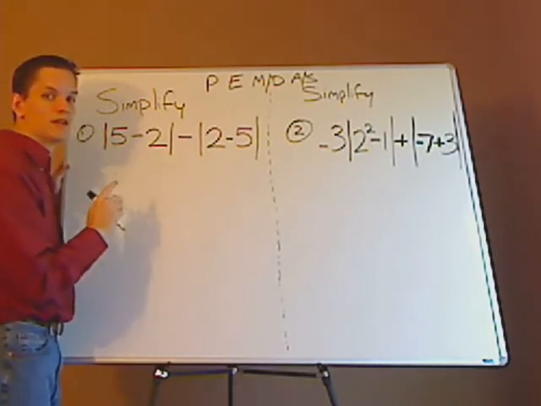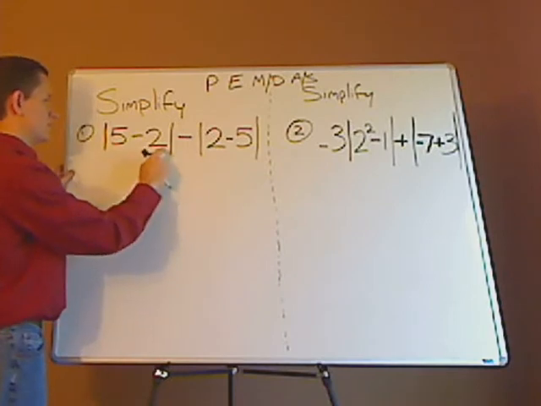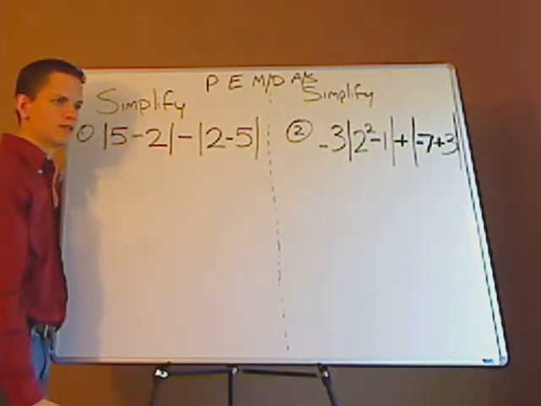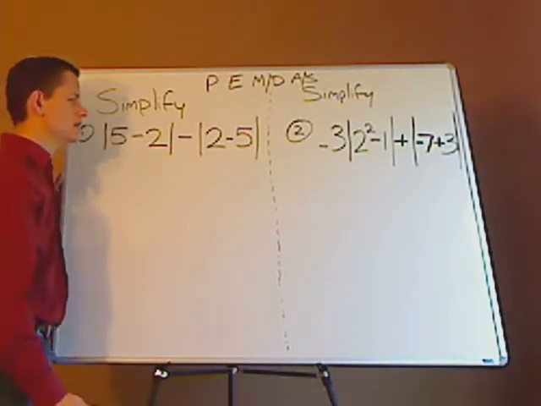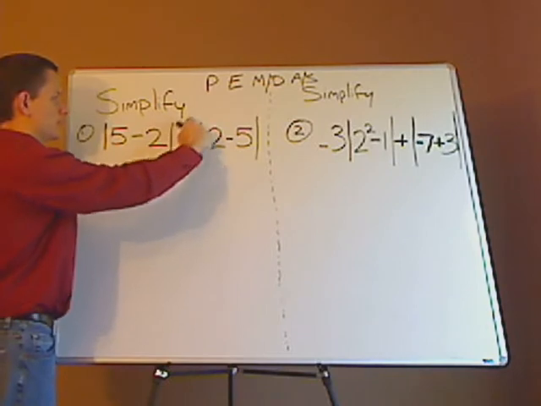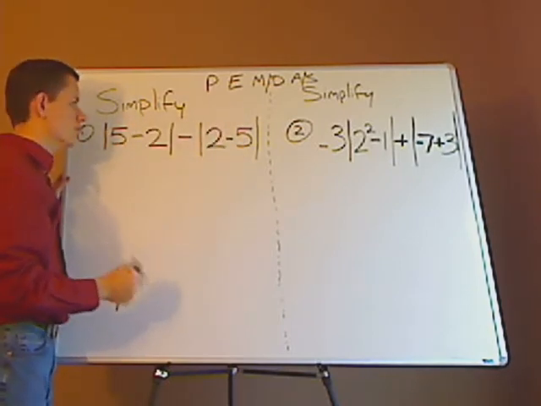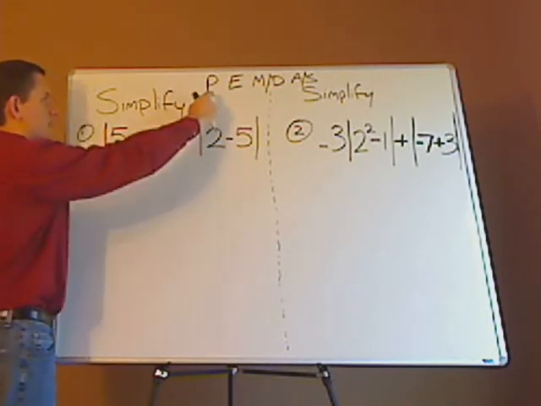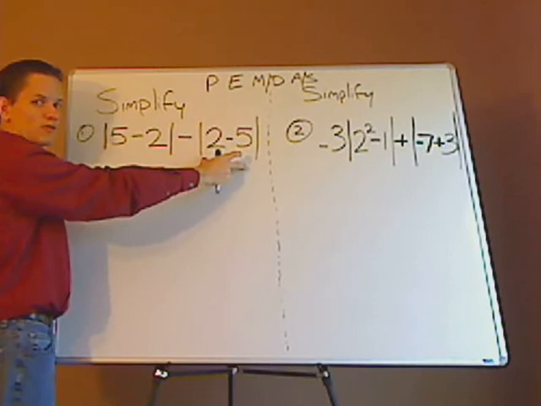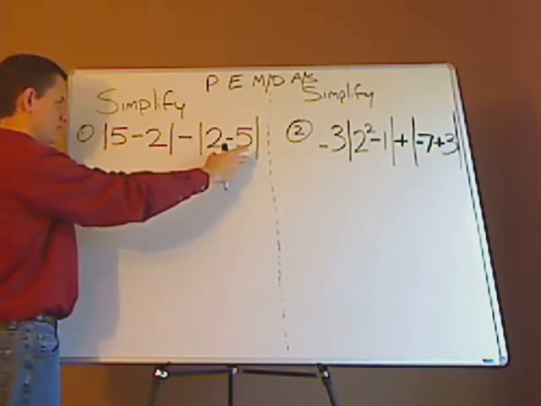Now, what I've seen some students do is just change these all to positives. So 5 plus 2. Well, you don't want to do that. Another issue that I see with students is they take this negative sign and they distribute it. Well, order of operations tells you to do parentheses first, or grouping symbols first. So you do what's inside the absolute value bars first.